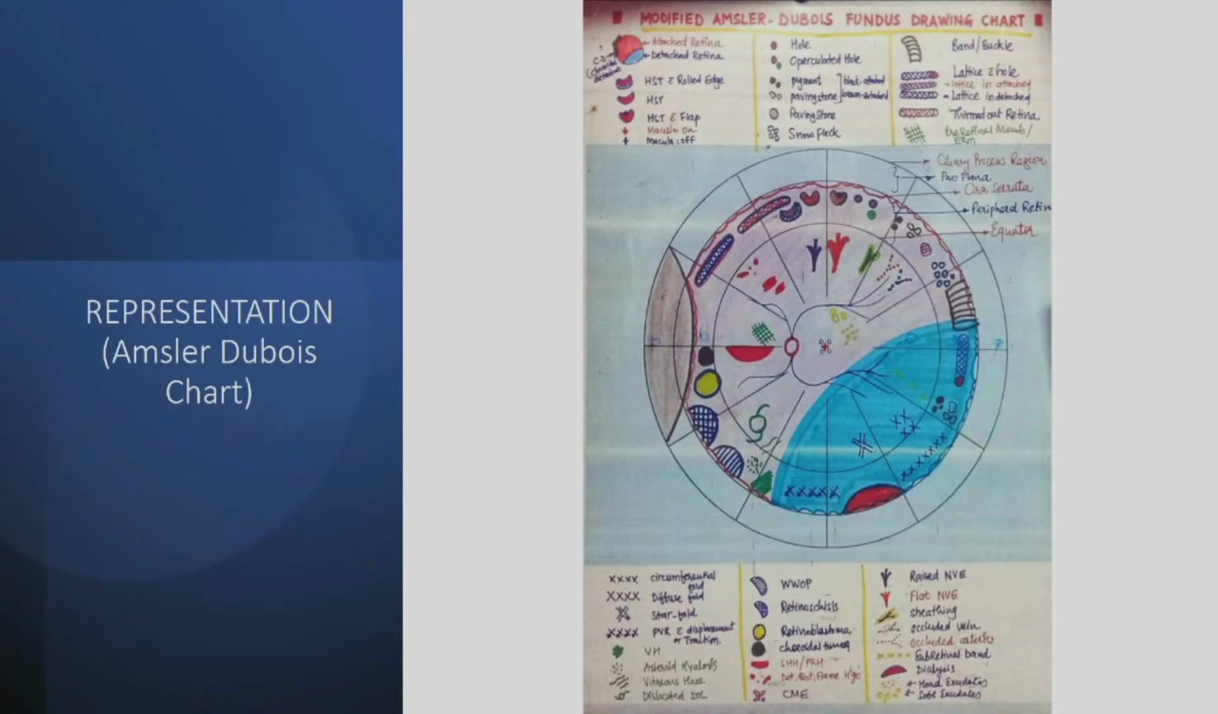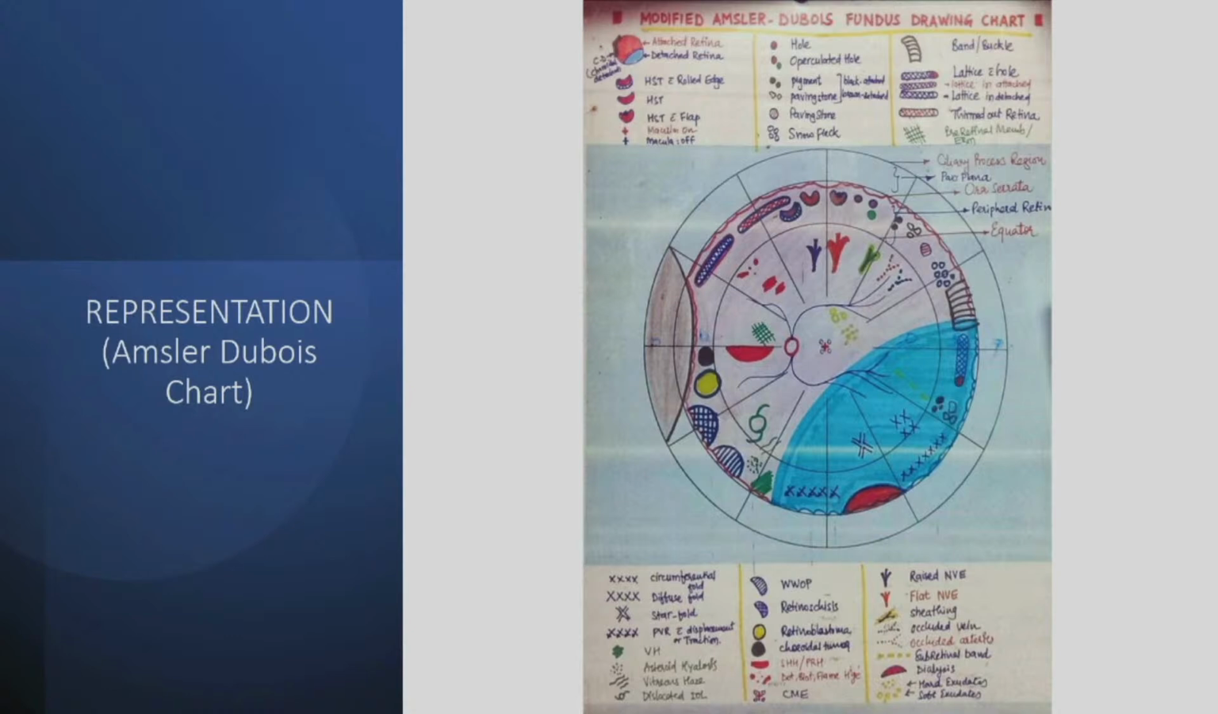The Amsler-Dubois chart has three rings. The first ring is the ciliary process region. The area in between the ciliary process region and the ora serrata is the pars plana. The second ring is the ora serrata, and the third ring is the equator. This is very vital for you: for example, in case of a choroidal detachment, the choroidal detachment never crosses the equator. So whenever you are making a CD, you have to be very sure that your diagrammatic representation is only in front of the equator. It should never cross the equator.